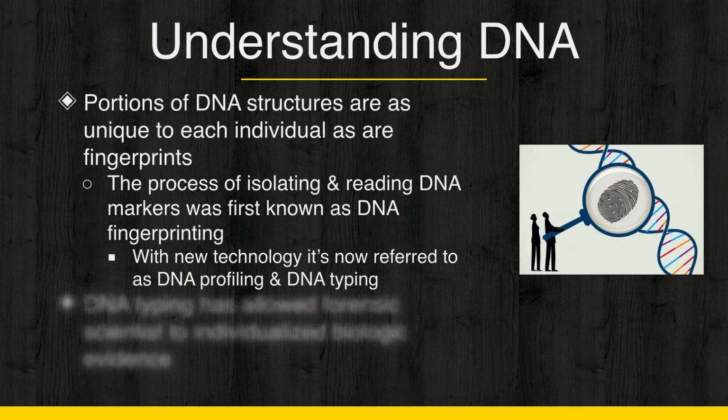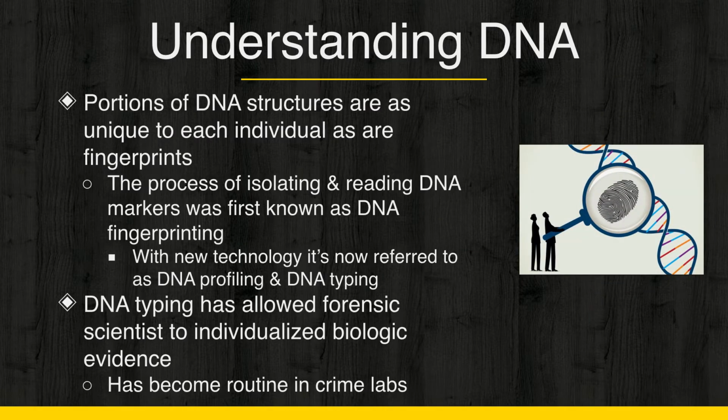Understanding DNA. Portions of DNA structures are actually as unique to each individual as are their fingerprints. The process of isolating and reading DNA markers was first known as DNA fingerprinting, but with new technology and the fact that it is so precise now, it's referred to as DNA profiling and DNA typing. DNA typing allows forensic scientists to individualize biologic evidence, and it's actually become routine in crime labs.